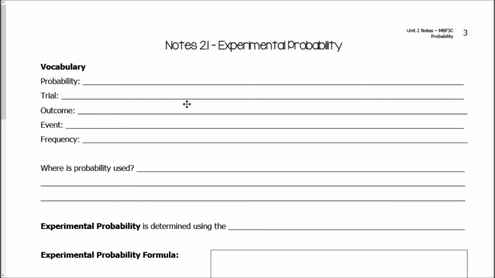Hi, ladies and gentlemen. We are looking at page 3 of our notes. They are on experimental probability. Bear with me. We just have some vocabulary that we have to define first before we do anything else.